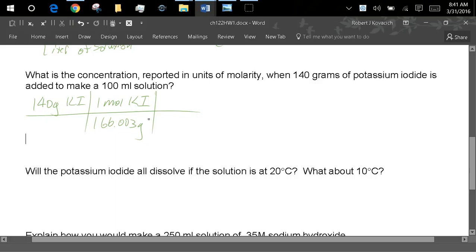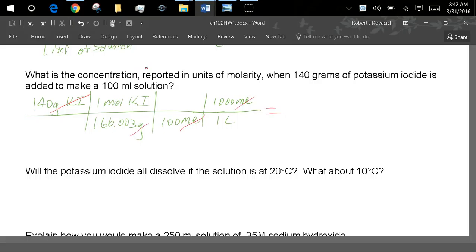And then I'm going to put my volume unit in the denominator, 100 milliliters, and then 1,000 milliliters is 1 liter. All right, and so then my grams of KI cancels out with my grams of KI, my milliliters cancel out with my milliliters, and my answer has units of moles per liter, and it's 140 divided by that 166. And so I get 8.4 moles per liter. We're okay with that?